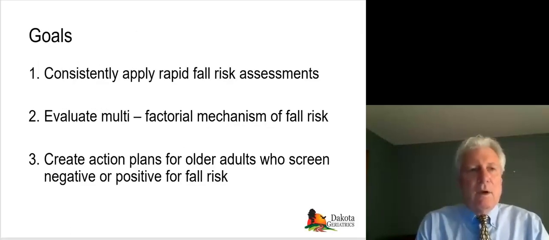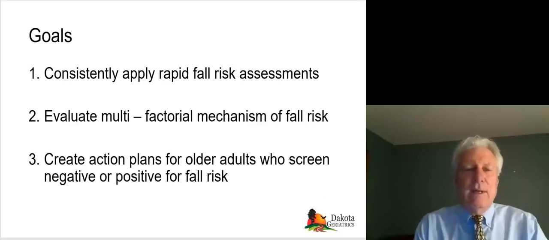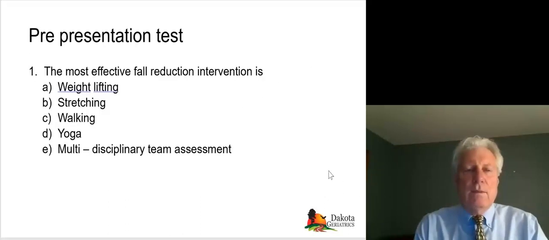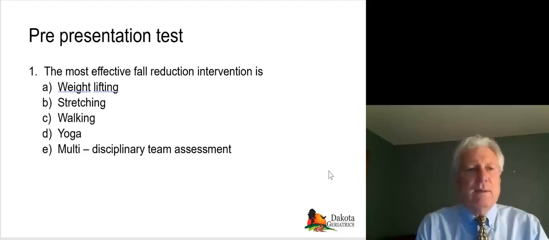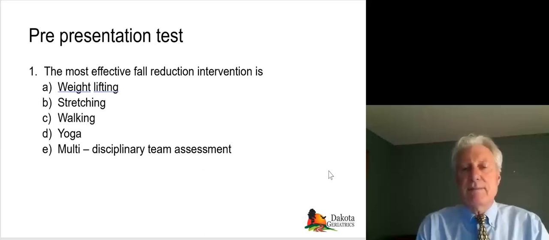In terms of goals for this presentation, we want to look at how to do fall risk assessments. We want to consider the multiple reasons why a fall may occur, and then we want to create an action plan. So please answer the question here. What is the most effective fall reduction intervention? Is it weightlifting, stretching, walking, yoga, or a multidisciplinary team assessment?